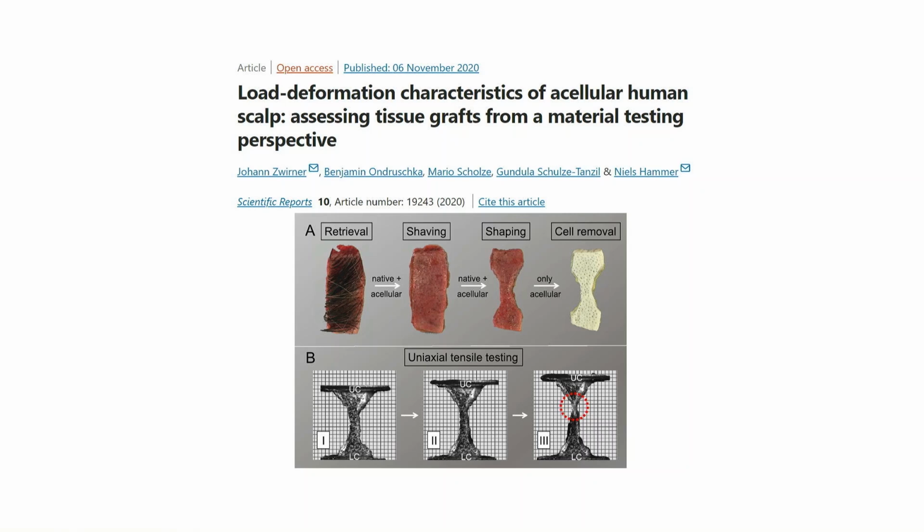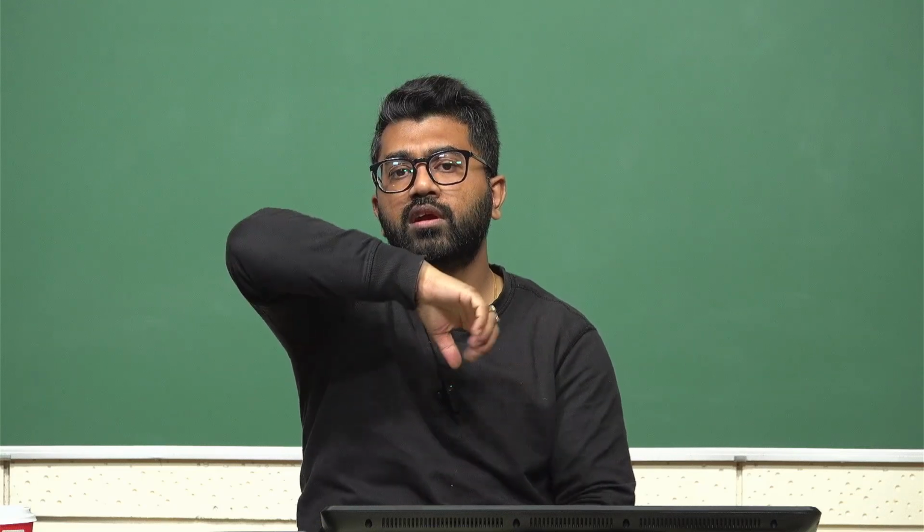So after the retrieval, there was shaving which was done to remove the hair, and shaping which was done to cut it in a particular shape, like a dog bone kind of specimen shape, which is a common norm for doing uniaxial tensile tests. Then finally, cell removal was conducted to just focus on the tissue aspects which will depict the right properties of the material. Then uniaxial testing norms were followed, and a lot of tests were conducted to look at the fracture. So overall, the uniaxial tensile tests were conducted until failure.